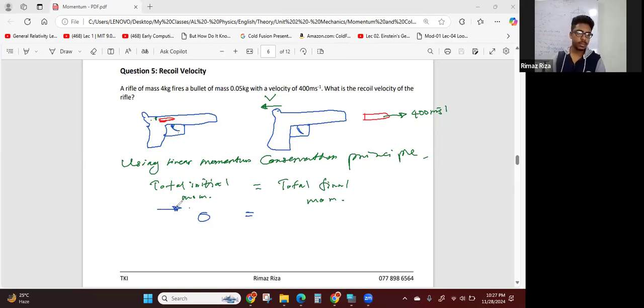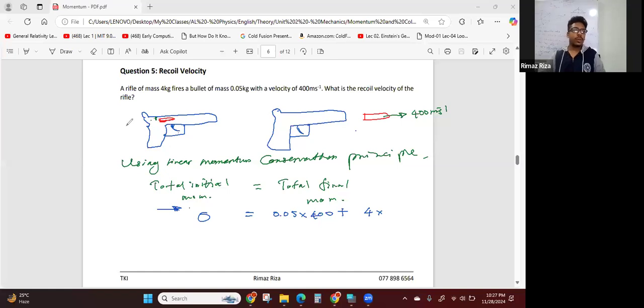I consider this direction. The bullet goes to the right, 0.05 into 400 plus the gun. Mass of the gun is 4 kilogram, 4 into v. I assume that you don't know the direction of the velocity. Assume you haven't seen a gun firing, so you haven't seen that the gun recoils back. Let's assume that. So here you don't know the direction of the velocity.